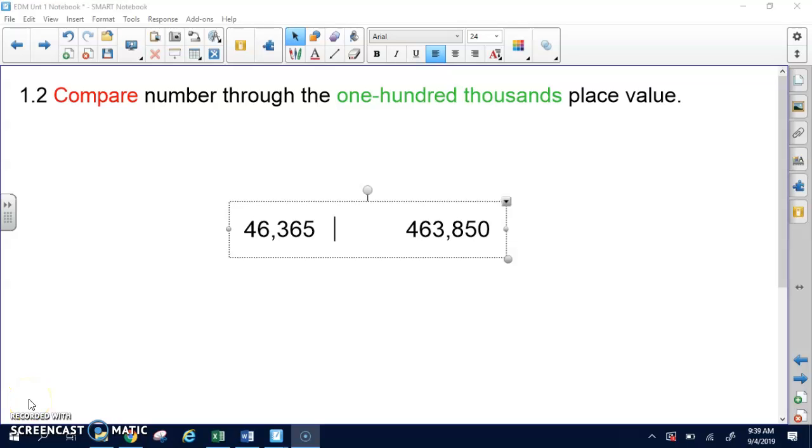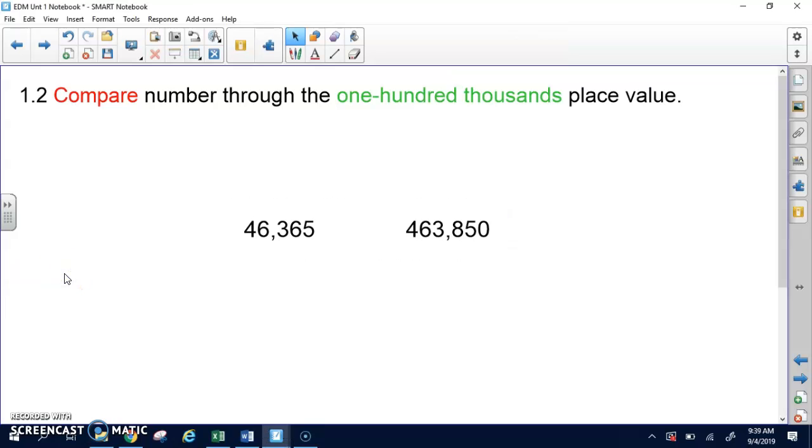1.2, you're going to compare numbers through the 100,000s place value. So I compare these two numbers, and at first I look at the first number. The first number is a 4 and 4, so you can't really decide anything from those. So I look at the second numbers. Those are the same two, so I can't really decide anything from that.